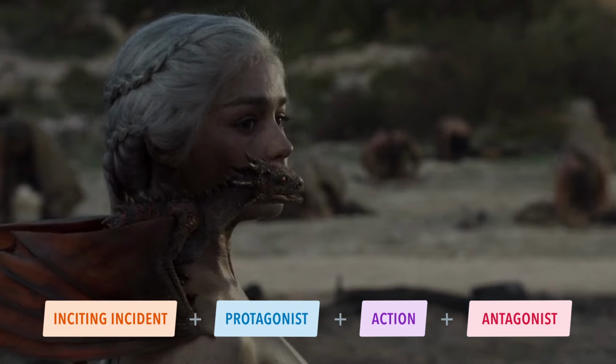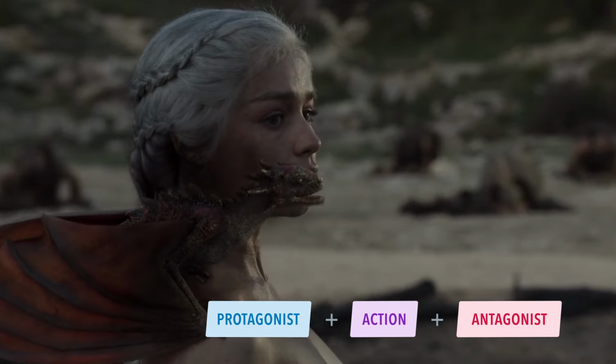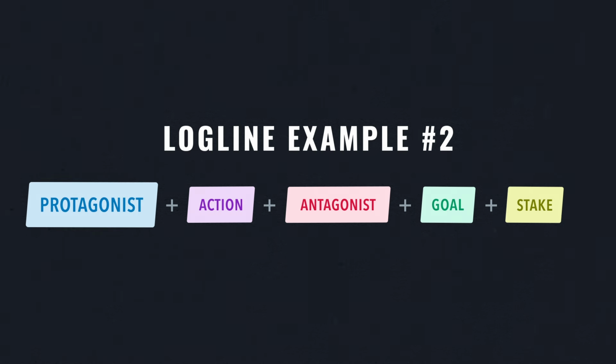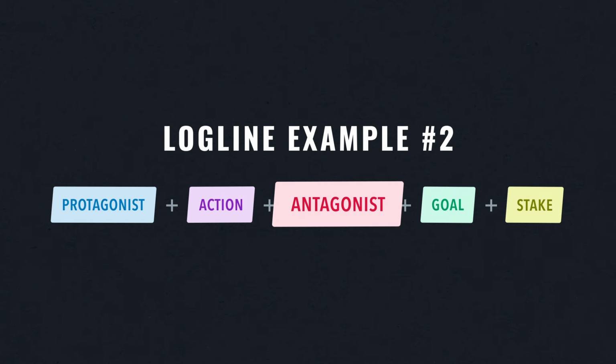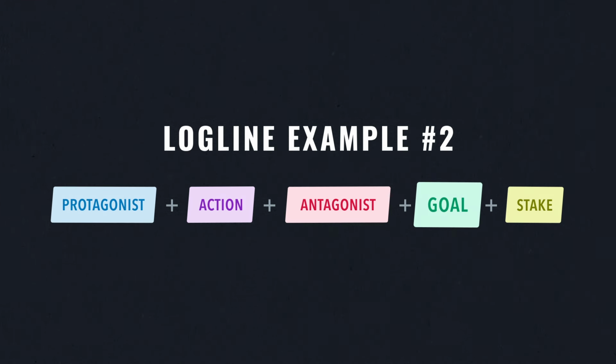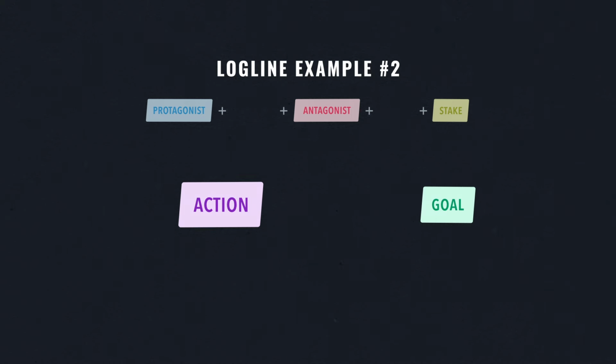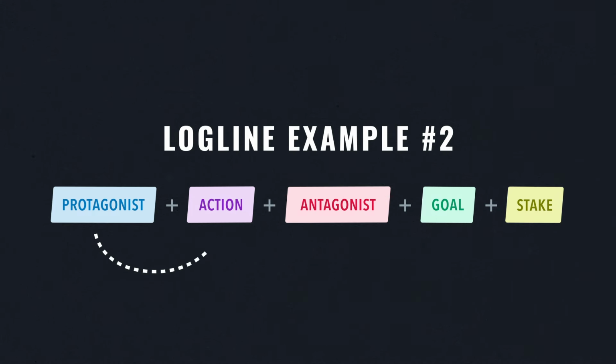Our second version is similar but adds two elements and removes one. As you can see, the inciting incident is gone. Instead, we have protagonist, action, antagonist, goal, stake. Similar to action, our goal is the reason for the protagonist's action. Action, therefore, becomes more specific. The protagonist does an action to obtain a goal.